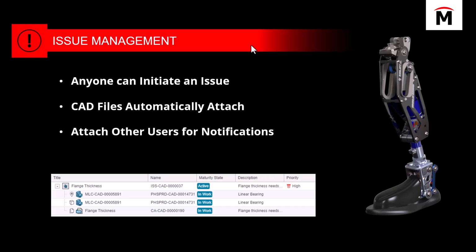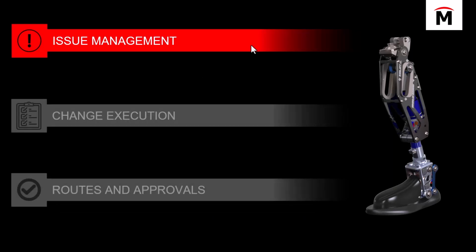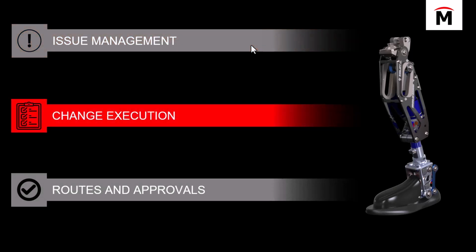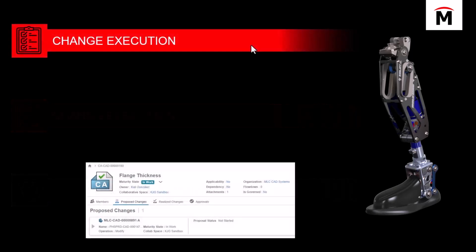Anyone who is attached to the issue will then also receive notifications, not only that it was created, but they'll also receive notifications when other changes have been made throughout that process. We have actually documented that there is an issue in the model. The next step that we want to do is establish a change action to resolve the issue. So we'll initiate and set up a change action in this next section.